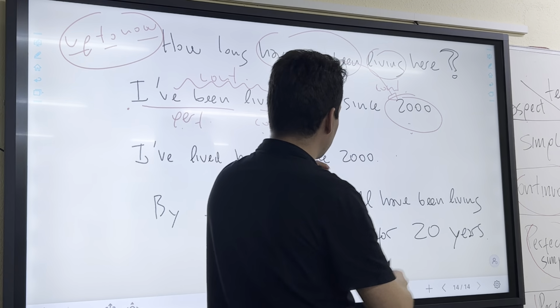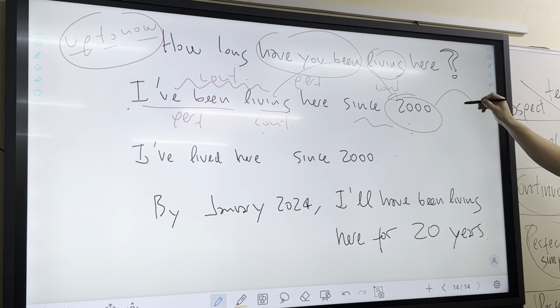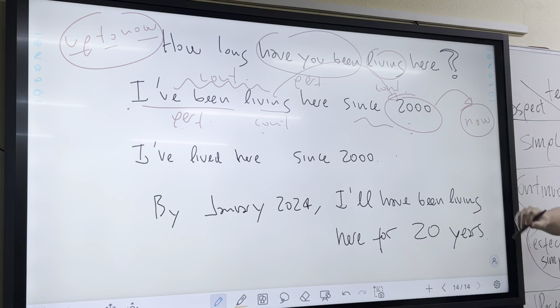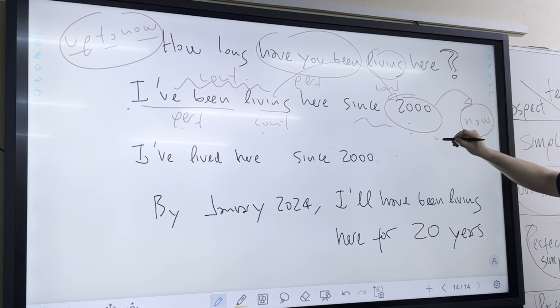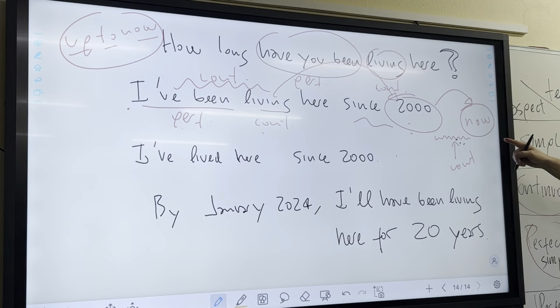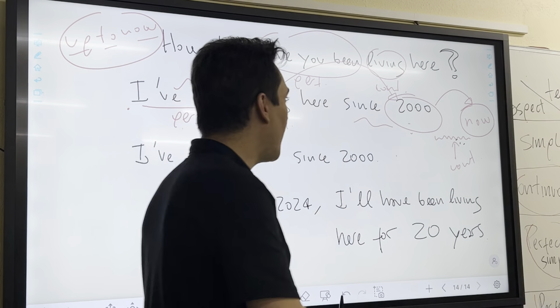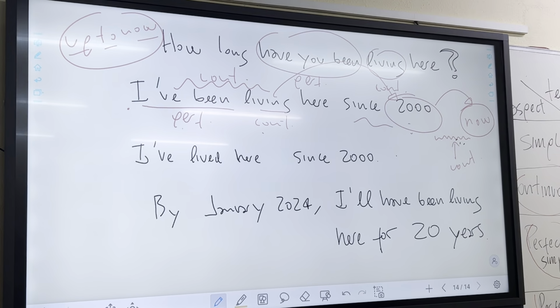Well, yeah, since 2000 was actually the beginning. Yeah? Since 2000 and up to another point, which would be now. Do you get it? So the continuous process would be here. I've been living here since 2000 up until now. Yeah? A process that has been going on up to another point in time.